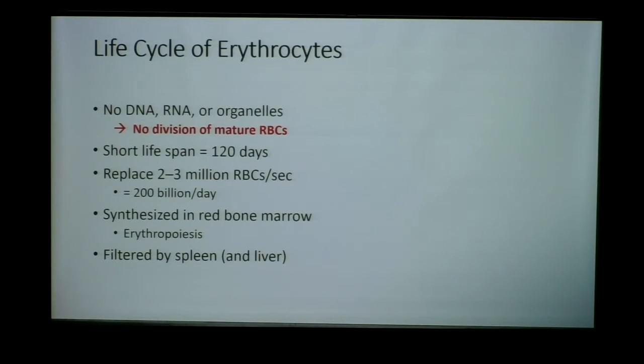Now, they're replaced every couple seconds, 2 to 3 million every second, and about 200 billion per day, so really, really fast turnover for erythrocytes. And they're synthesized from the bone marrow via a process called erythropoiesis, right? Erythropoiesis, I'll talk more about, but it's a really important part of generating new red blood cells, and it takes place via a hormone released from the kidneys.